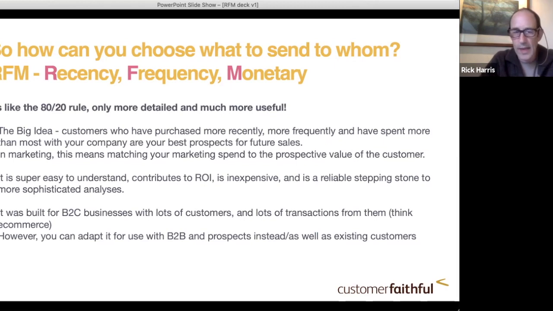But as I said at the beginning, you can use it if you're a B2B customer. You can even use it if you haven't got any customers. You've just got prospects. You're just at the stage in your business, maybe a very new startup, where you've got some contacts, you're building up your email list, but you don't have many sales. That's okay. We can adapt RFM for that too. So there's something in this for everyone, I hope. So let's see how it actually works.